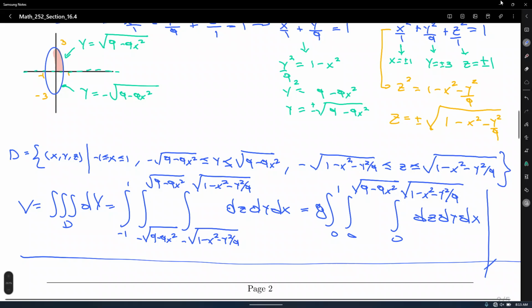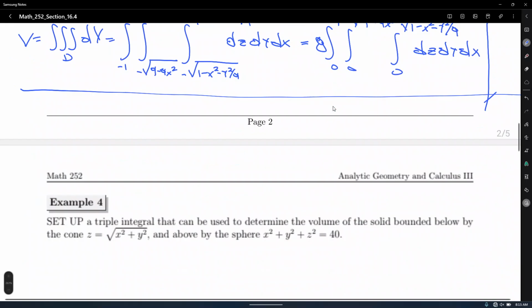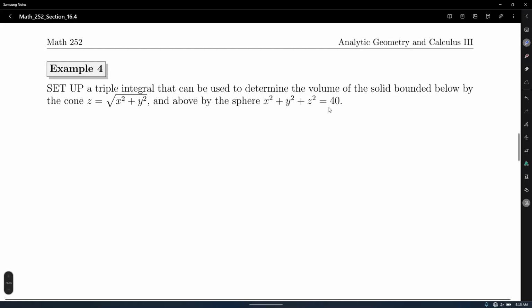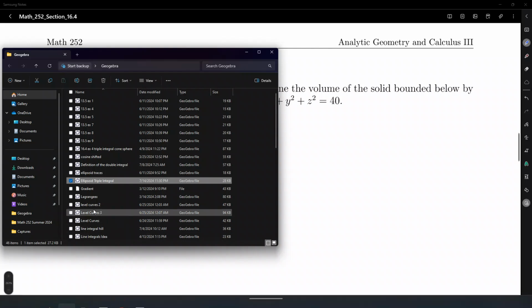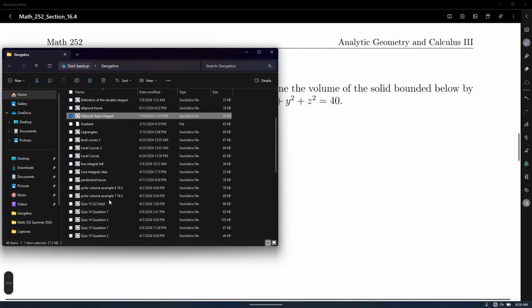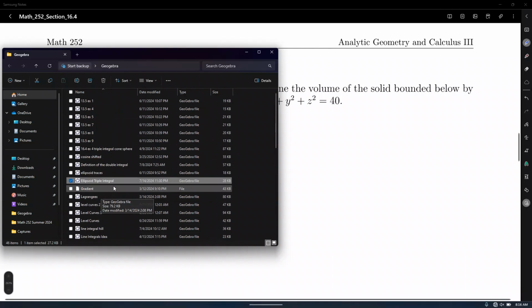All right. Let's have a look at another example, another setup problem. Set up a triple integral that can be used to determine the volume of the solid bounded below by a cone and bounded above by a sphere. Okay. What is that going to look like? That's going to look a lot like an ice cream cone. Okay, so reset. We find it. So there you go.